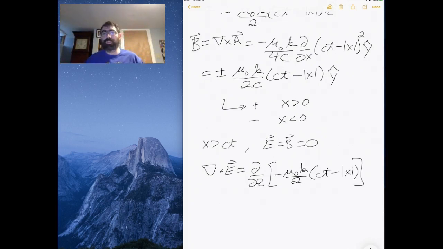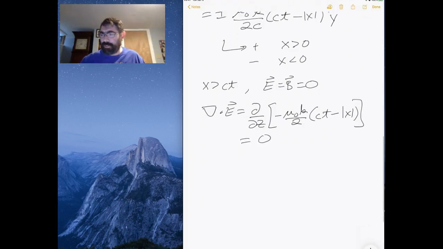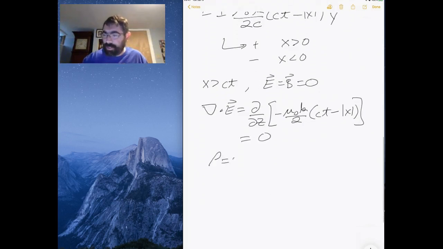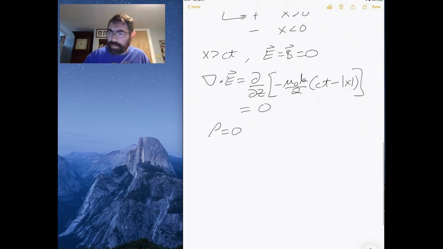And if you notice, there's no z dependence in any of this, and that's going to be 0. So right away, we've now found that our electric charge is 0. No electric charge in the problem. Okay, so let's take a look at the magnetic field.